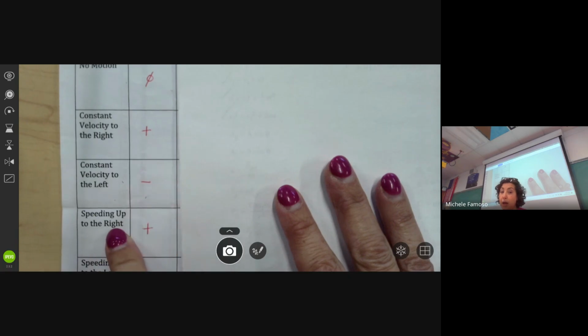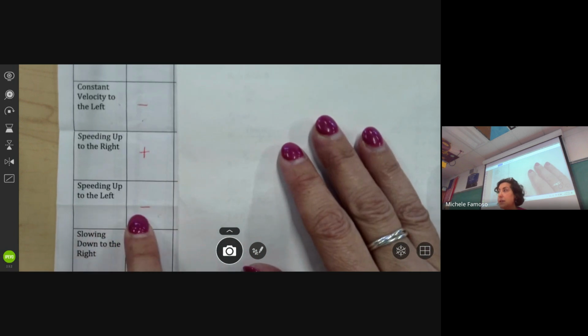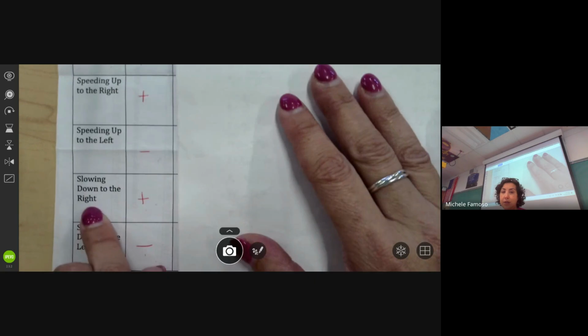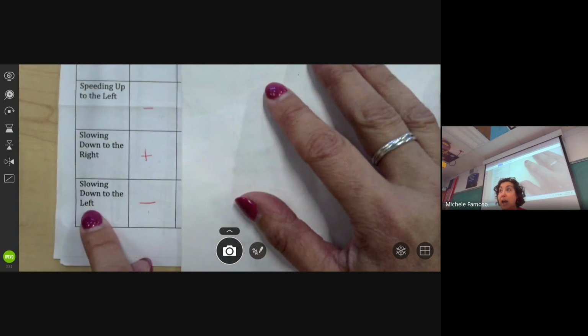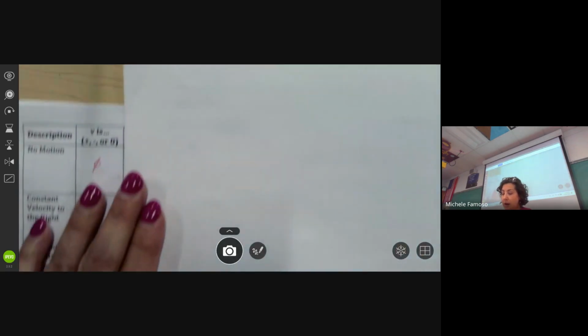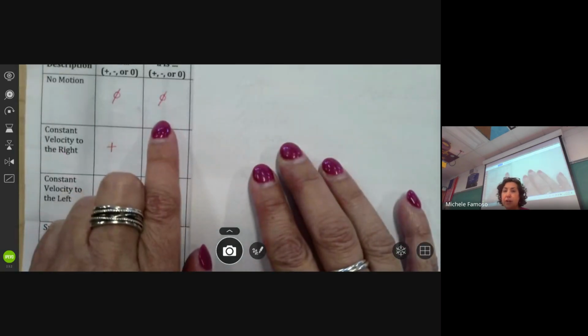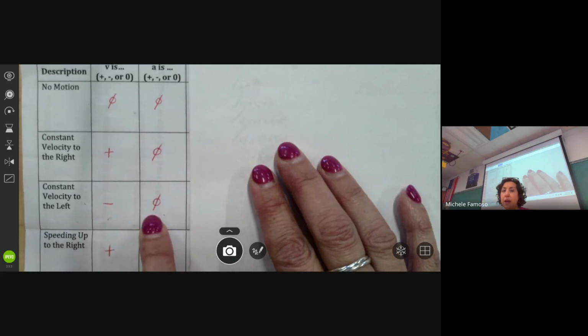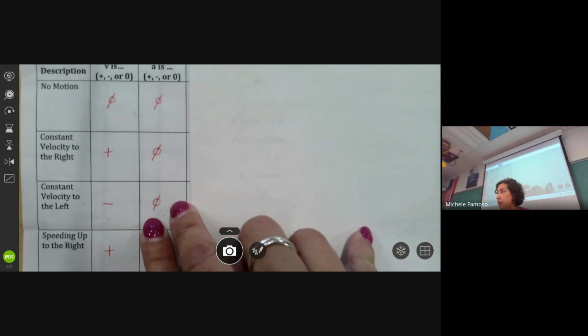If you're speeding up to the right, right, positive velocity. Next one, left, that's got to be a negative velocity. The next one says right, so guess what? Positive velocity. The last one says left, so that's negative velocity. All we look at is the direction to tell us the sign of the velocity. All right, acceleration. There isn't any acceleration if you're not moving or if you're moving with a constant velocity. So all three of those are no acceleration.